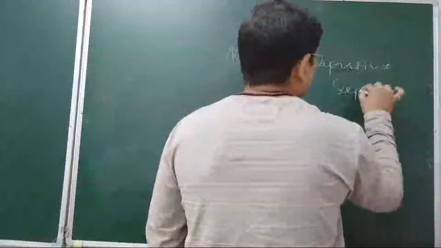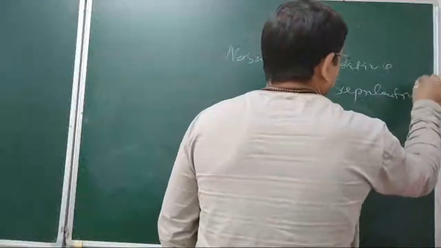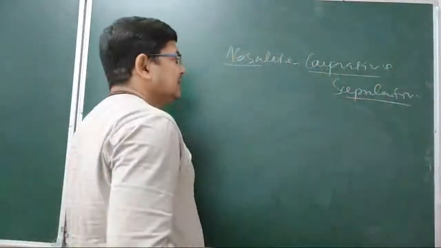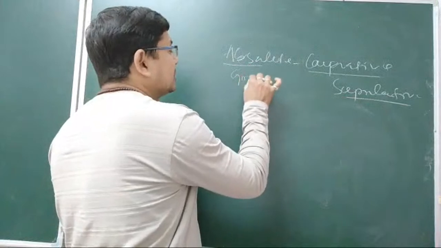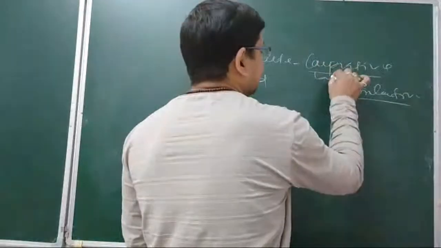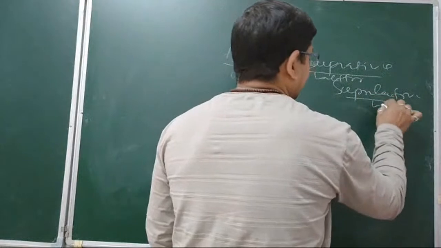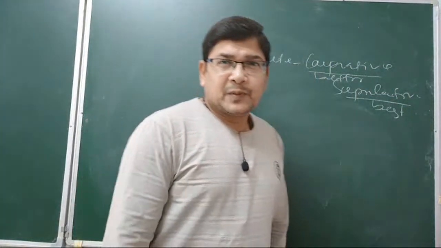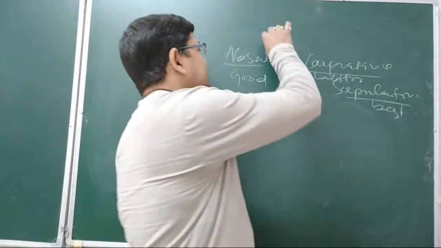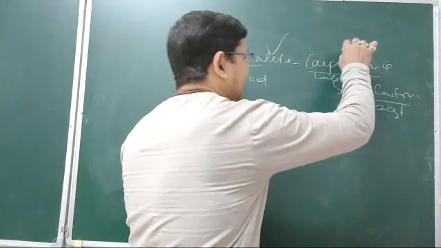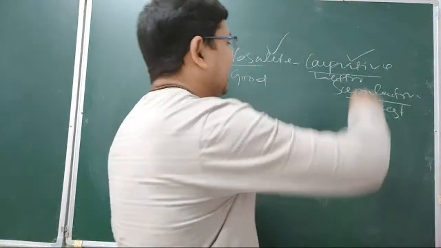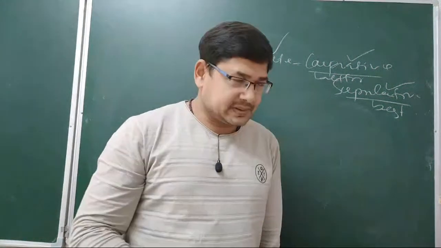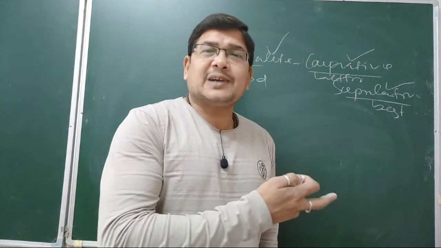Then superlative. So these are the 3 degrees of adjective. Like if we write good, then we can write better, then we can write best. Good, better, and best. Good is your absolute degree. Better is your comparative degree, and best is your superlative degree. Did you get my point? These are of class 1.